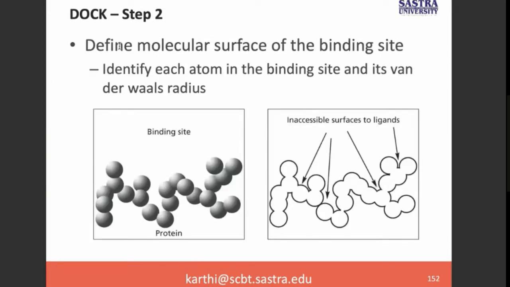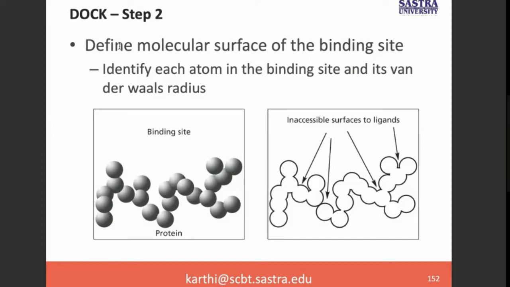So the first step is we have to get the 3D structure through X-ray crystallography or any other method. Most preferred is X-ray crystallography. The second step is that we have to define the molecular surface of the binding site. Computationally, this is the first step. Once you input the protein molecule, your algorithm should be able to tell where the binding site is present. That is the second step or first step. If we consider computationally, this is the first step, right?